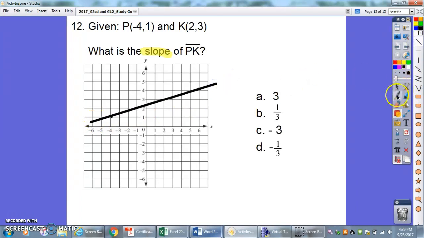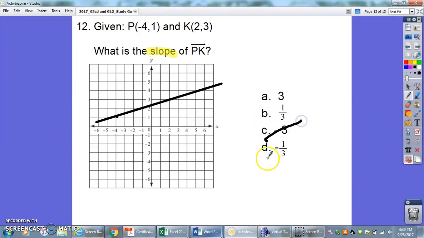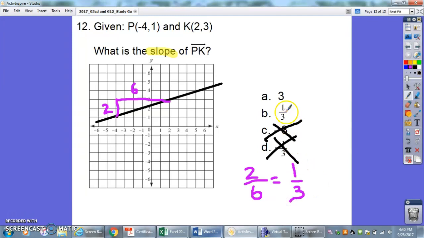Alright, and then it looks positive, so I would certainly knock out C and D because those are both negative. Then I'm going to count my rise and my run. So up 2 and over 1, 2, 3, 4, 5, 6. So it's going to be 2 over 6, and that will reduce to 1/3. So again, you use your alpha y equals in your calculator to reduce that. So B is the right answer.